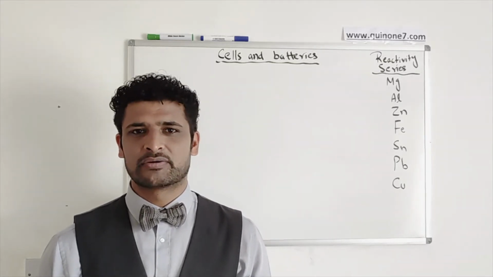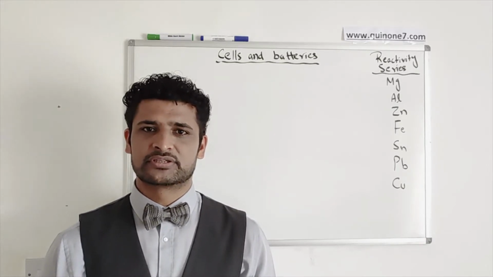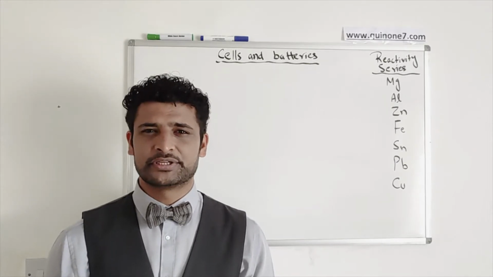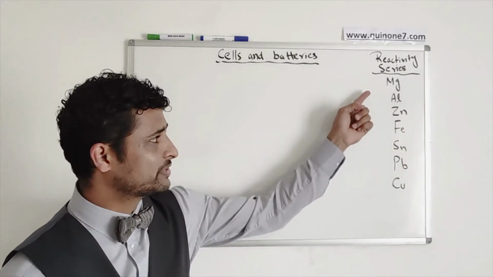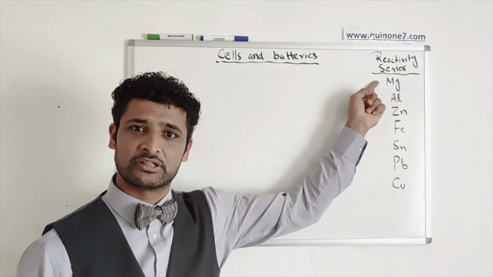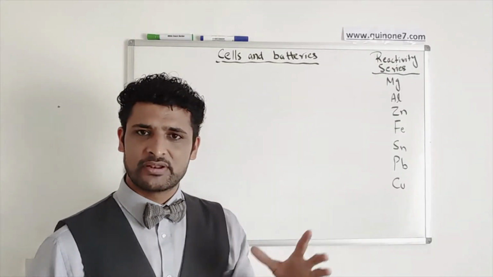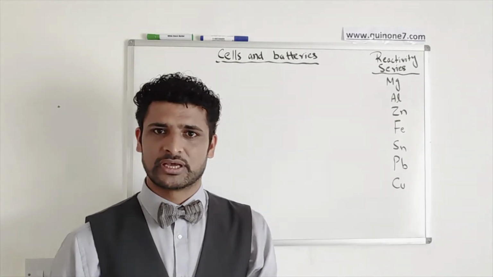Today we're going to learn about the cells and batteries. Cells and batteries can be constructed by using different metals. In the previous videos you have looked at the reactivity series. Different metals have different reactivity. If you look at the reactivity series, the one at the top is more reactive compared to the one at the bottom. So there will be a potential difference between the two metals if they are connected into the same cell.